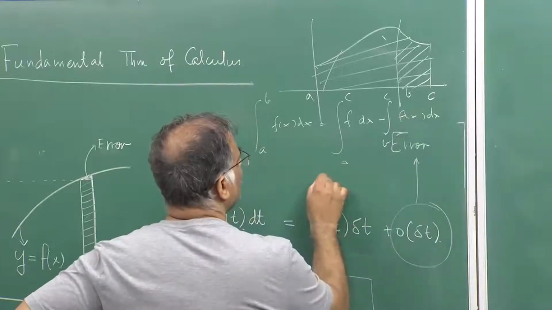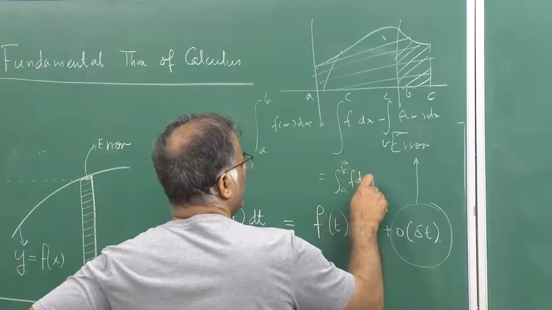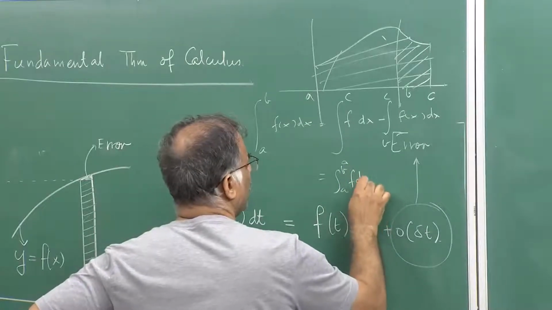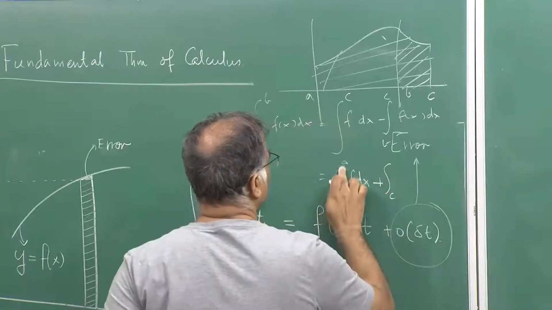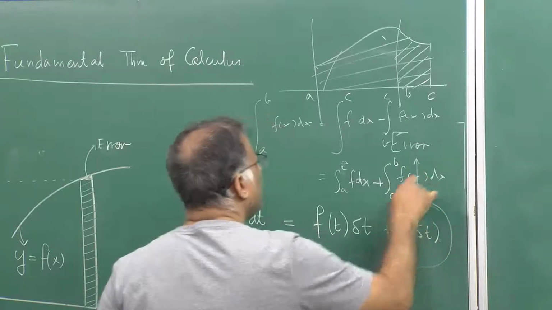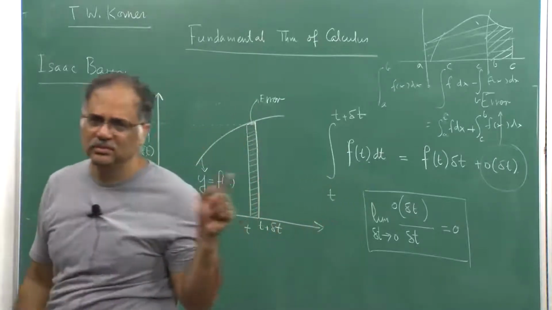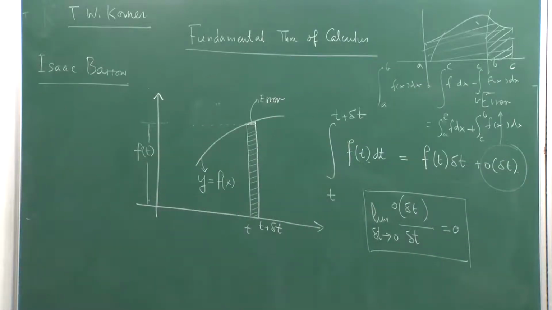But what is the integral from b to c? It is the integral from a to b of f dx. I am writing in a very bad way, but this is nothing but the integral from a to c, c to b. So it does not matter where your c is placed, the result always holds true. That is exactly why I am writing it in this fashion.